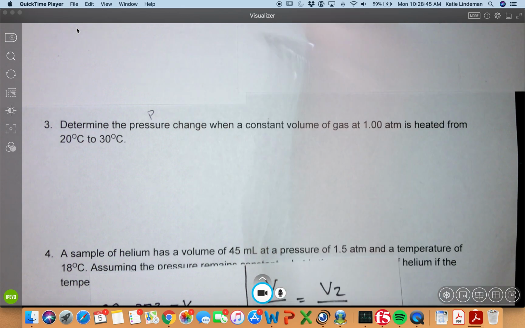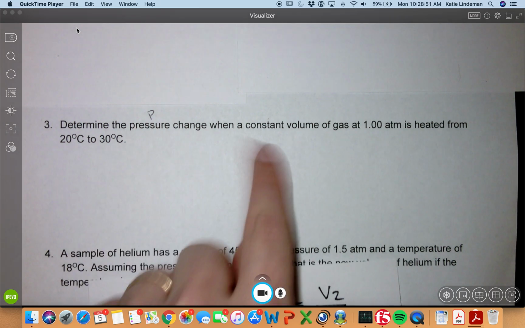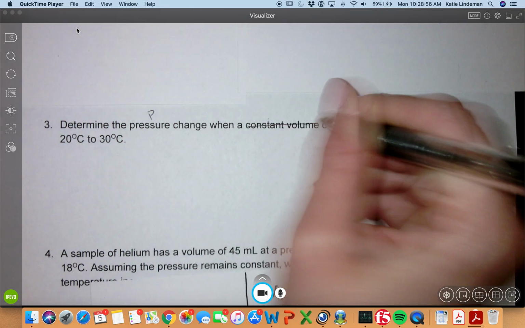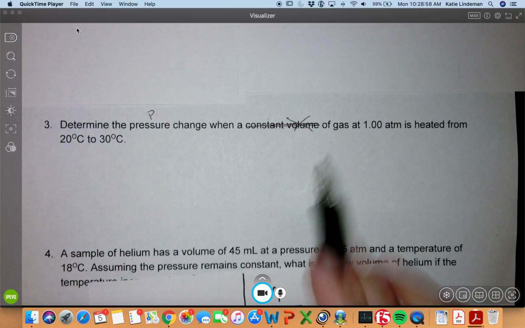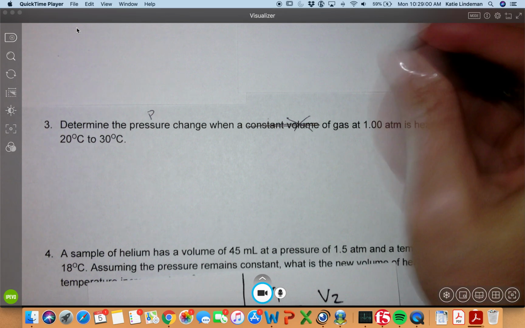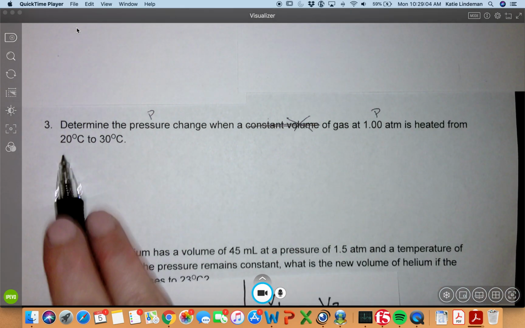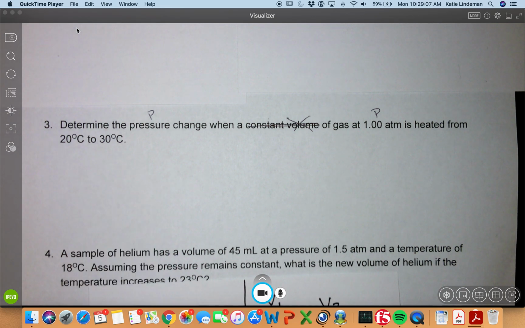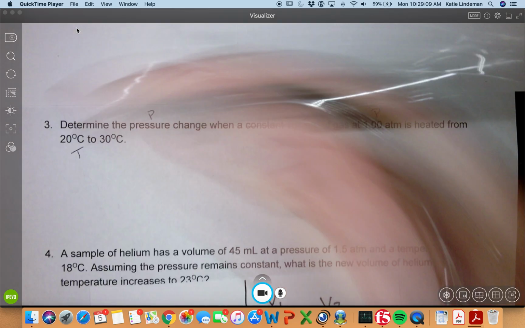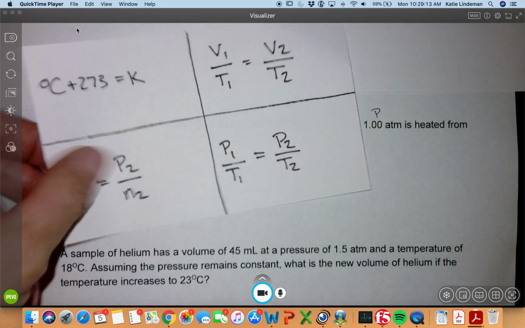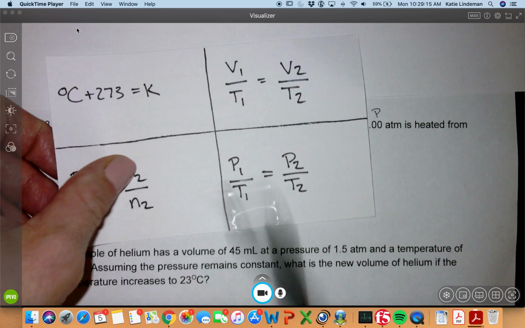Okay, so determine the pressure. So again, I'm just reading through and kind of taking inventory of what I have so far. So determine the pressure change when a constant volume, so we know that volume is constant, so I'm just going to cross that out just so I don't get confused. Constant volume at 1 atmospheres is heated from 20 degrees Celsius to 30 degrees Celsius. So it looks like all we have here are pressure and temperature values. So we're going to use this formula, pressure and temperature.